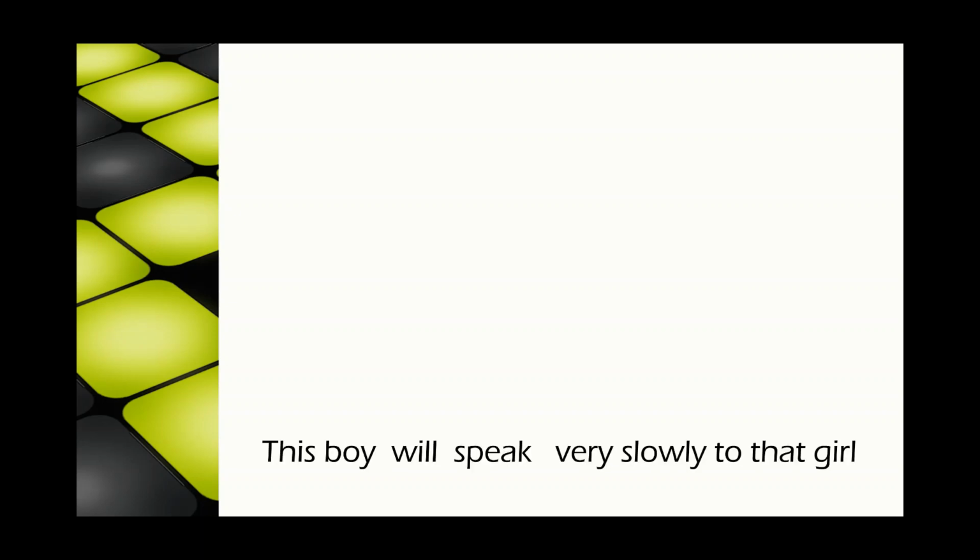smaller components, namely phrases. Now, if you consider the example in front of you, this boy will speak very slowly to that girl. It would be a good idea to break down this sentence into smaller components. Now we know that the word this and boy go together, making a phrase. And also that girl, the word that and the word girl go together, making another phrase. And also we know that very slowly go together to make another phrase.